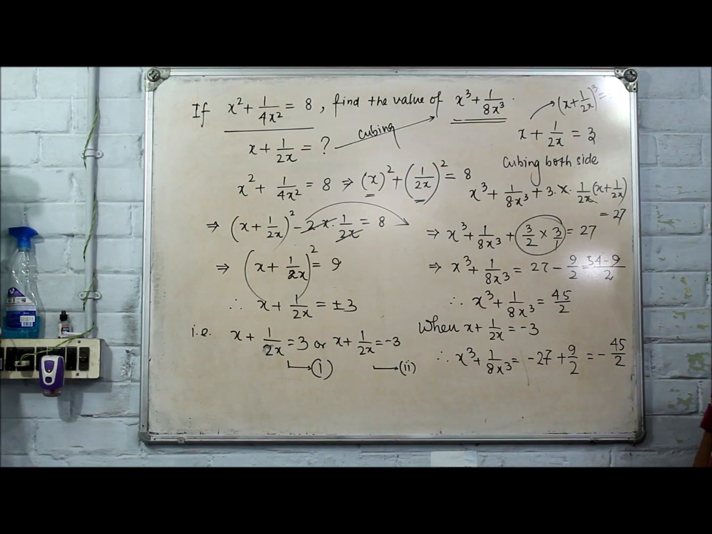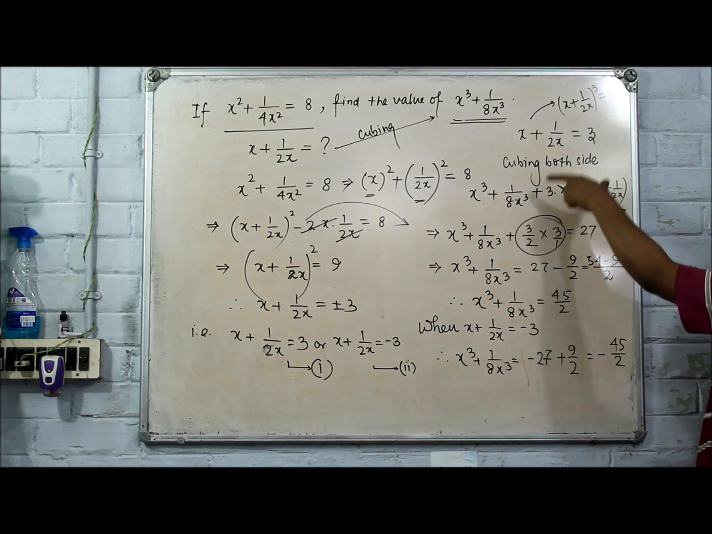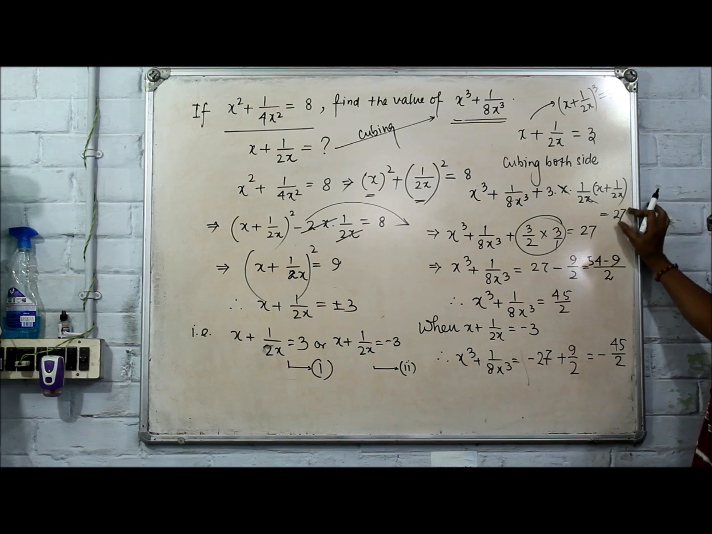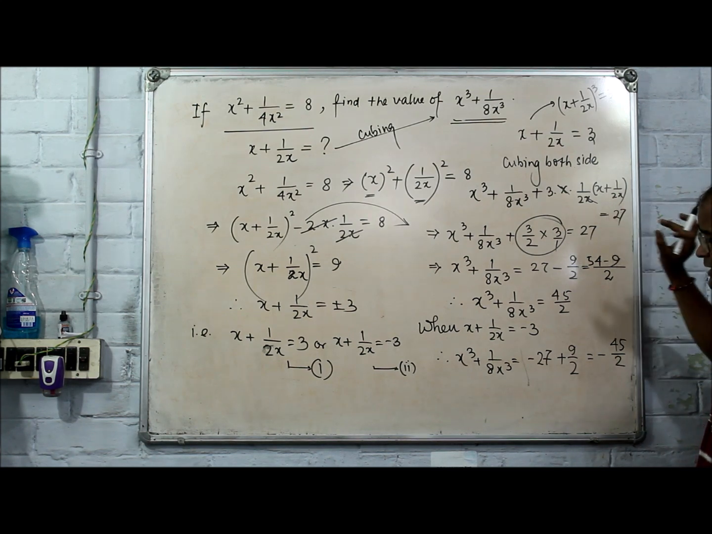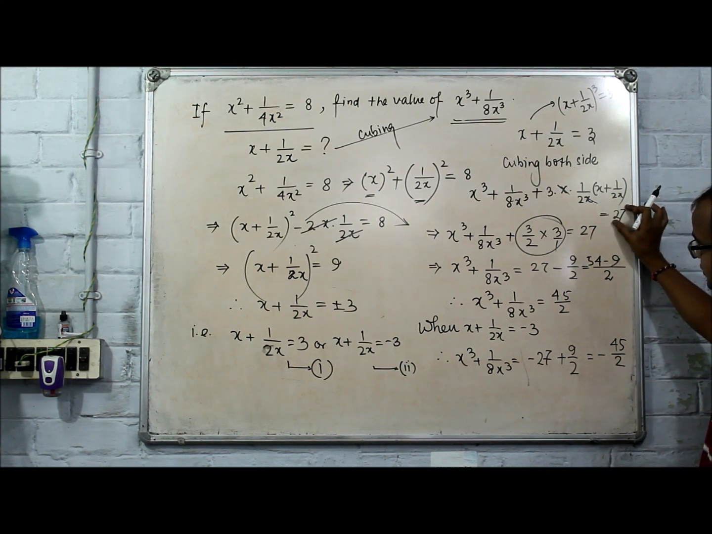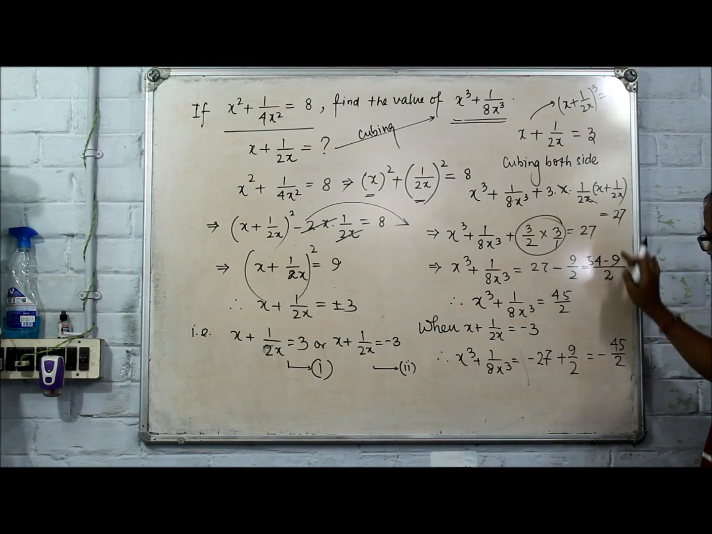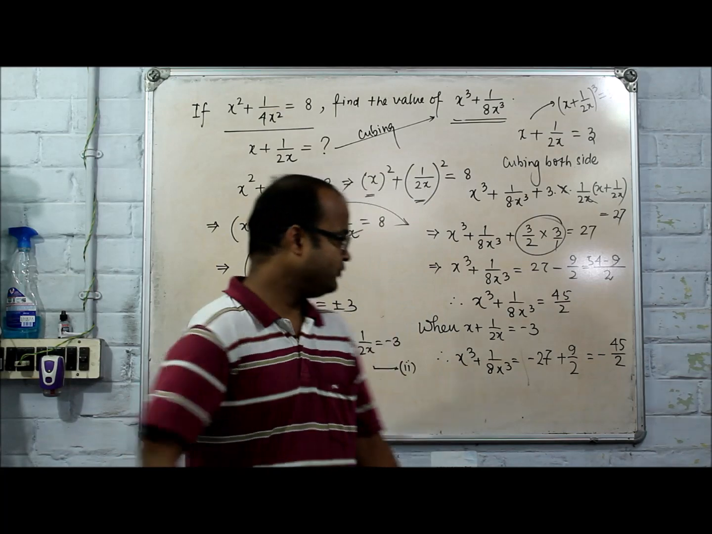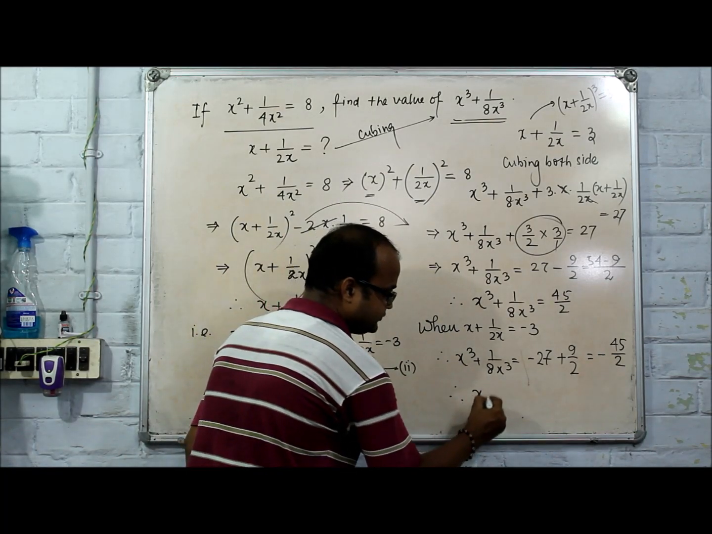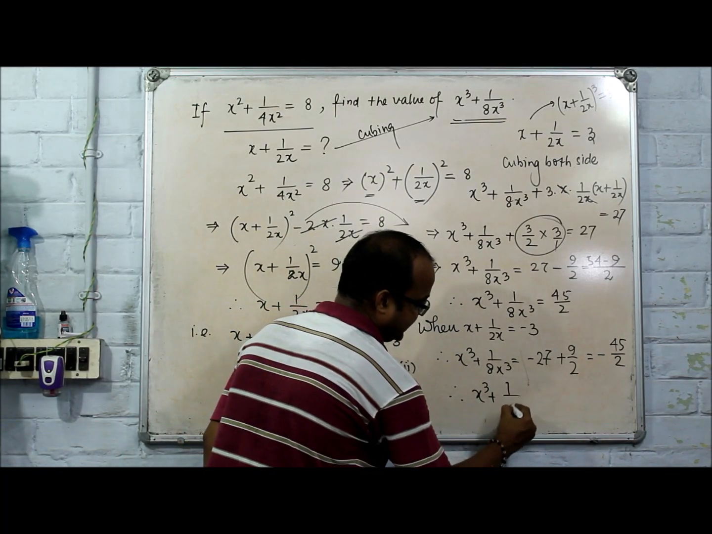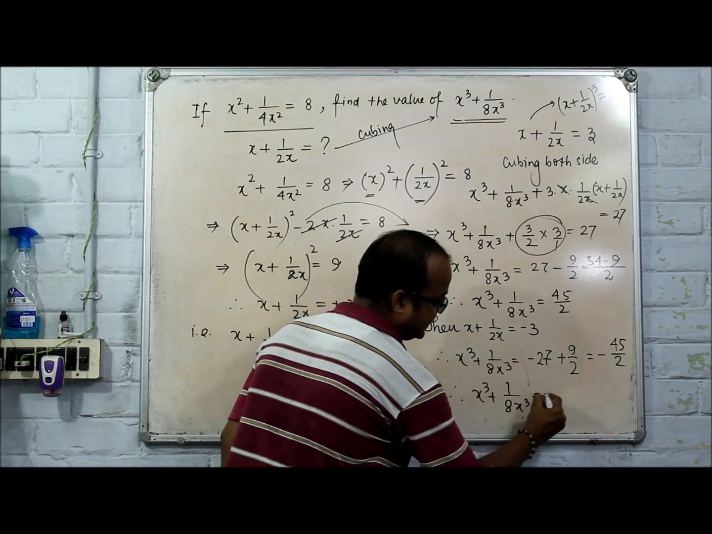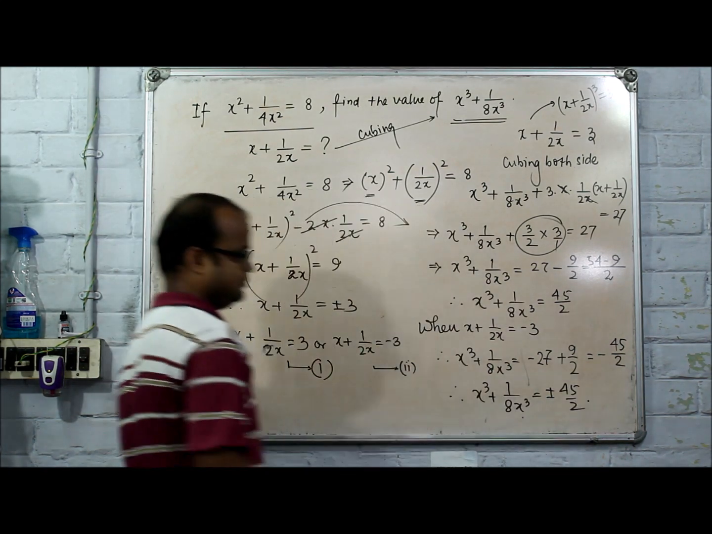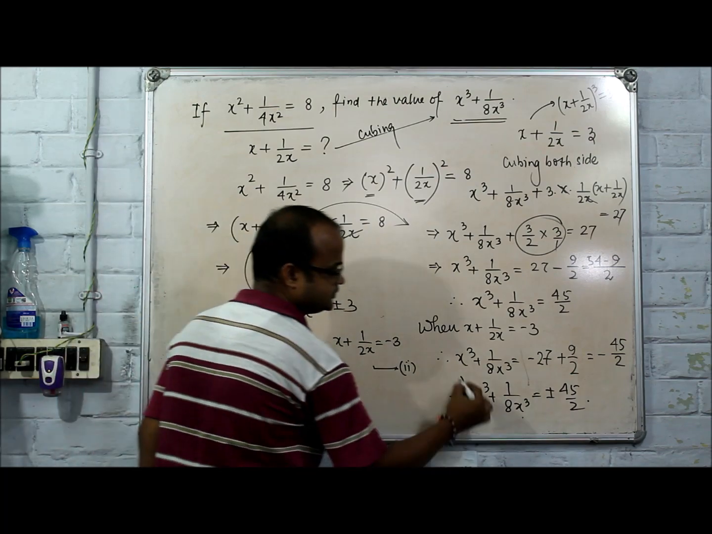If you have confusion, you can proceed in this way, or you can directly use some smart calculation here. So this will be minus 27, this will be minus, it will become plus. So we'll get the value of x cube plus 1 by 8x cube as plus minus 45 by 2. This will be your answer.